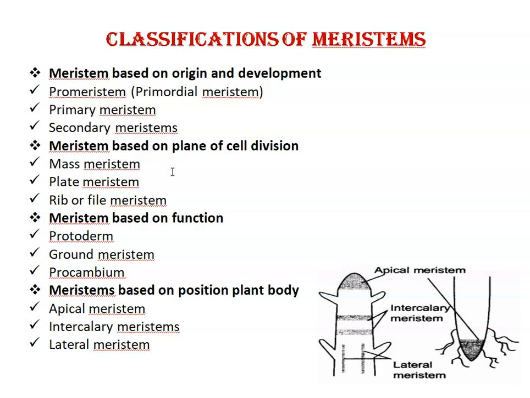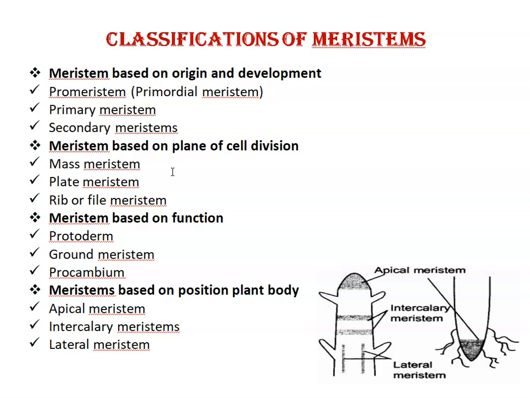Second is plate meristem. Here the cells divide anticlinally in two planes, so the plate-like area increases. For example, formation of epidermis and lamina of leaves. Then the third type, rib or file meristem. Here cells divide anticlinally in one plane, so a row or column of cells is formed. For example, formation of lateral root and filamentous algae.